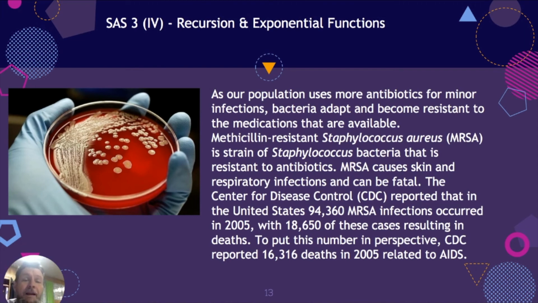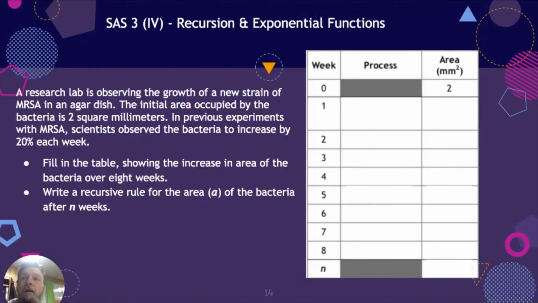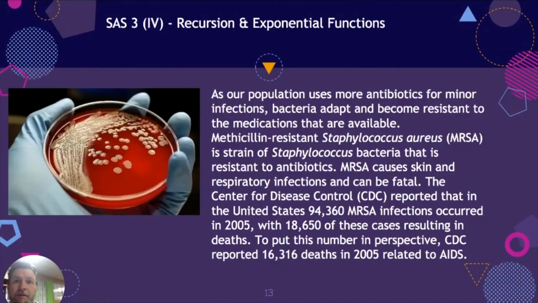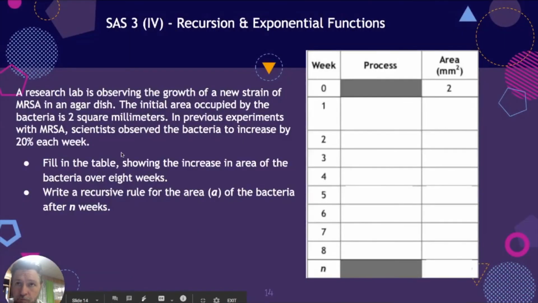There's a really good way to keep this from spreading. Wash your hands. All right. A research lab is observing the growth of a new strain of MRSA in an agar dish. An agar dish, that picture right there, that's an agar dish, okay? The initial area occupied by the bacteria is 2 square millimeters. In previous experiments with MRSA, scientists observed the bacteria to increase by 20% each week. Now we're going to fill in this table showing the increase in area of the bacteria over 8 weeks.